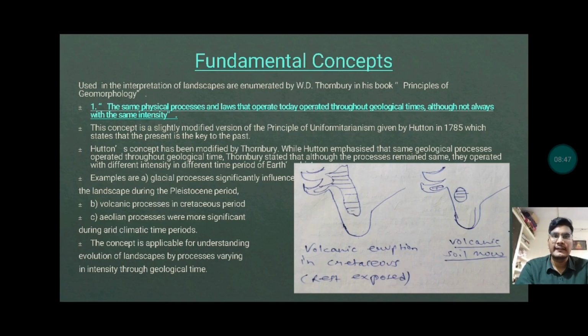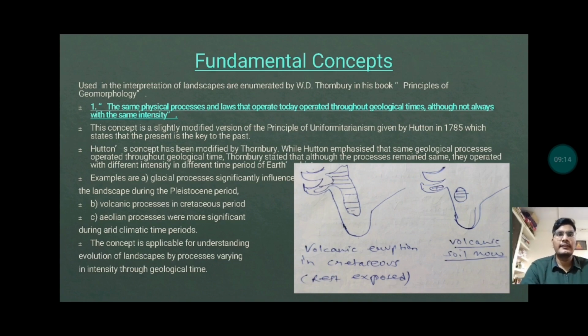The second example we can take is regarding the volcanic processes in the Cretaceous period. The intensity of volcanic processes was very high during the Cretaceous period. We can take the example of India itself. In the peninsular region, there was an outflow of basaltic lava when the Indian plate was passing nearby the African plate, and we know it as the Deccan Trap.